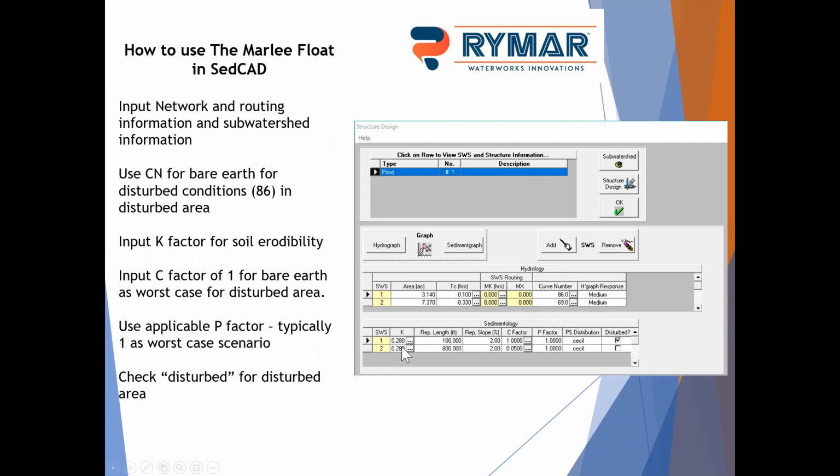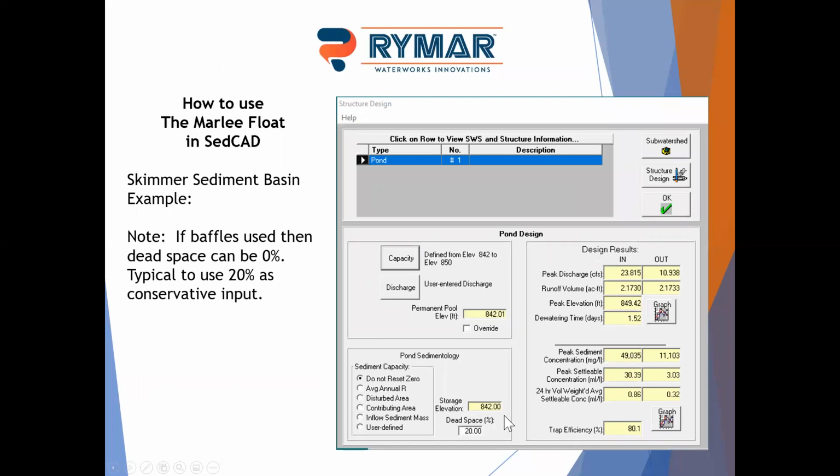Then we put in our K factors, which is your soil erodibility based on your soil type on site. Your C factor, again, this was bare earth for the disturbed area, and then 0.05 for the undisturbed. And then your P factor, typically that's a 1 as a worst case scenario. Then we checked it for our disturbed area, and left it unchecked for the offsite area. Most times, if you've got baffles in, you can reduce your dead space to 0. We left it as 20, just being a little more conservative in this case.